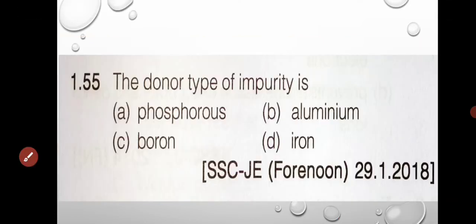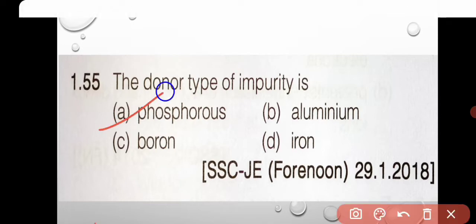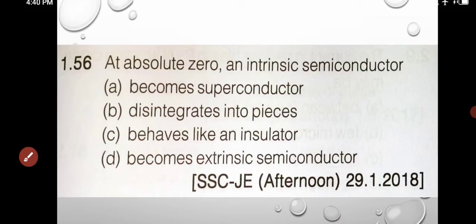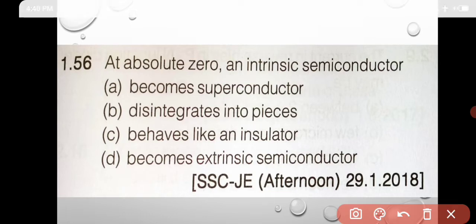Now the next question is the donor type of impurity. The donor type of impurity is basically, its correct answer will be option A, that is phosphorus. Now the next question is at absolute 0 an intrinsic semiconductor: option A, becomes superconductor; option B, disintegrates into pieces; option C, behaves like an insulator. Its correct answer will be option C, that is behaves like an insulator.